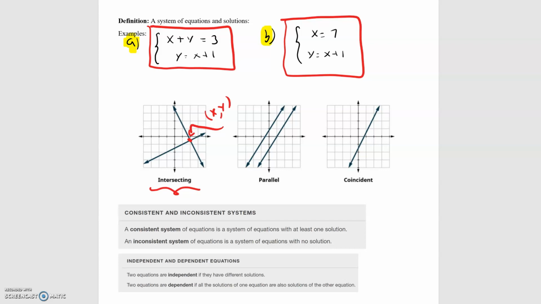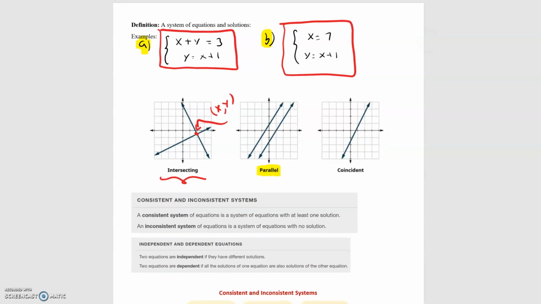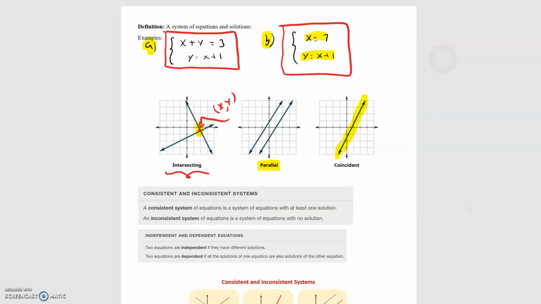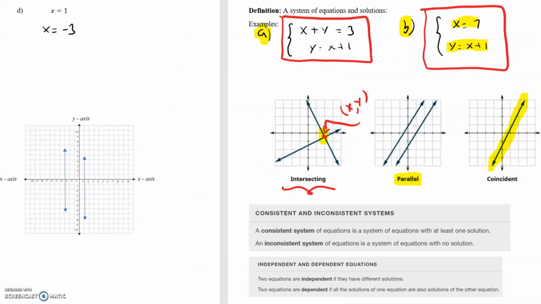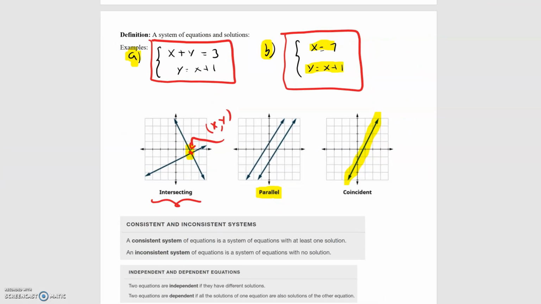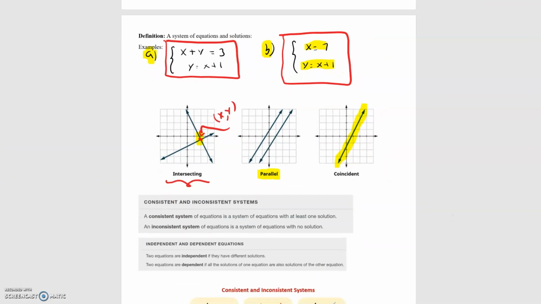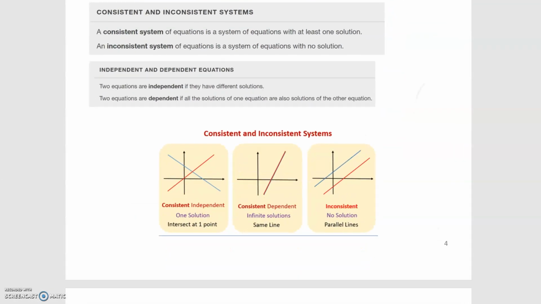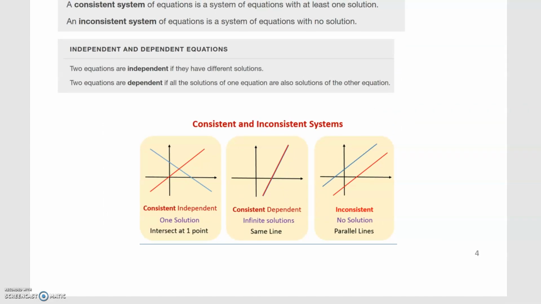You could be given lines that are parallel, and those are not going to have a solution. So parallel lines are not going to have a solution. In this case, there's no coordinate point where they're intersecting. Or you could be given a system, in this case, equation 1 and equation 2, that turns out to be the same line. In this case, if it's the same line, you're going to have an infinite amount of solutions. And then among these definitions, we have more. Let me just go to this sketch, which is the most important one.